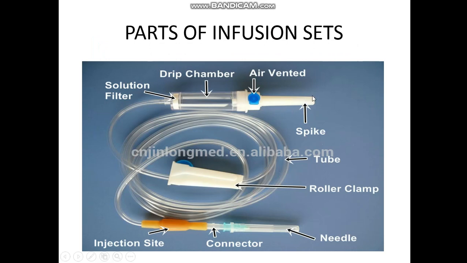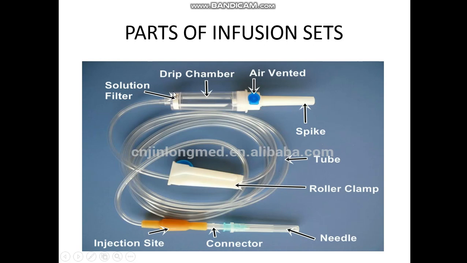Next we can discuss the parts of an infusion set. Here an infusion set is given. So this is the vent. We can control the air pressure within the tubing by opening and closing this. And this is a spike. There will be a covering for the spike in order to avoid any contamination. The spike has to be inserted into the bottle of the medication.